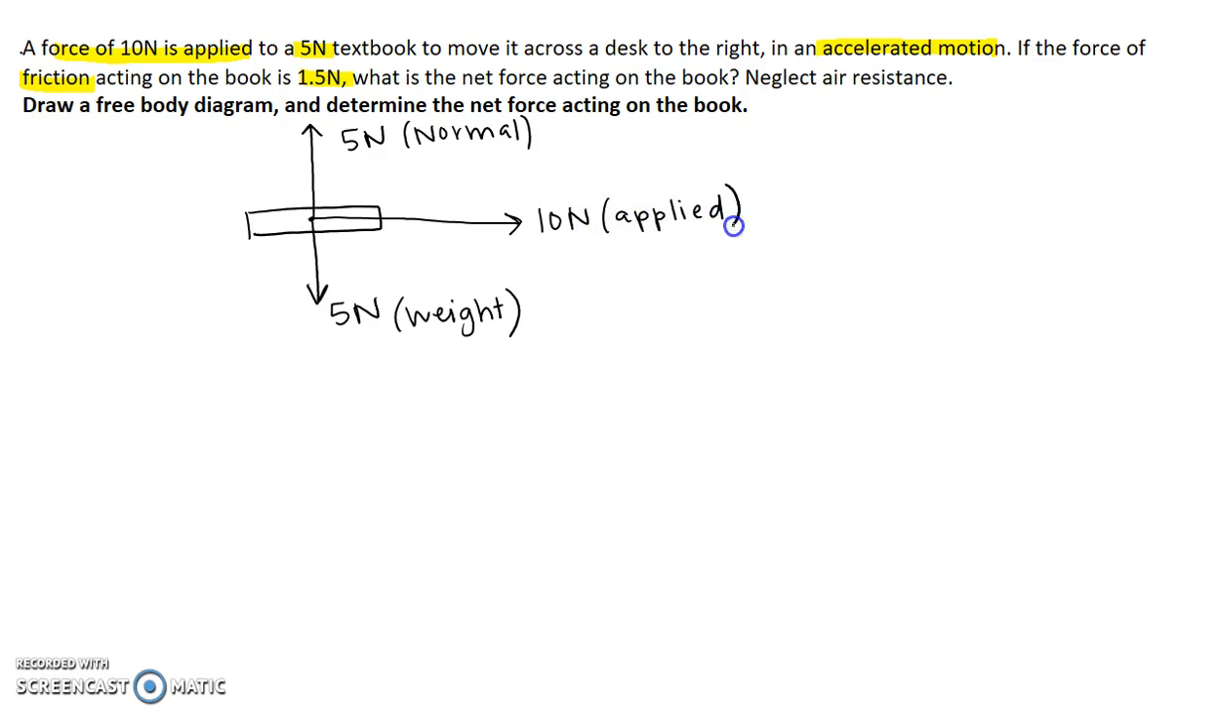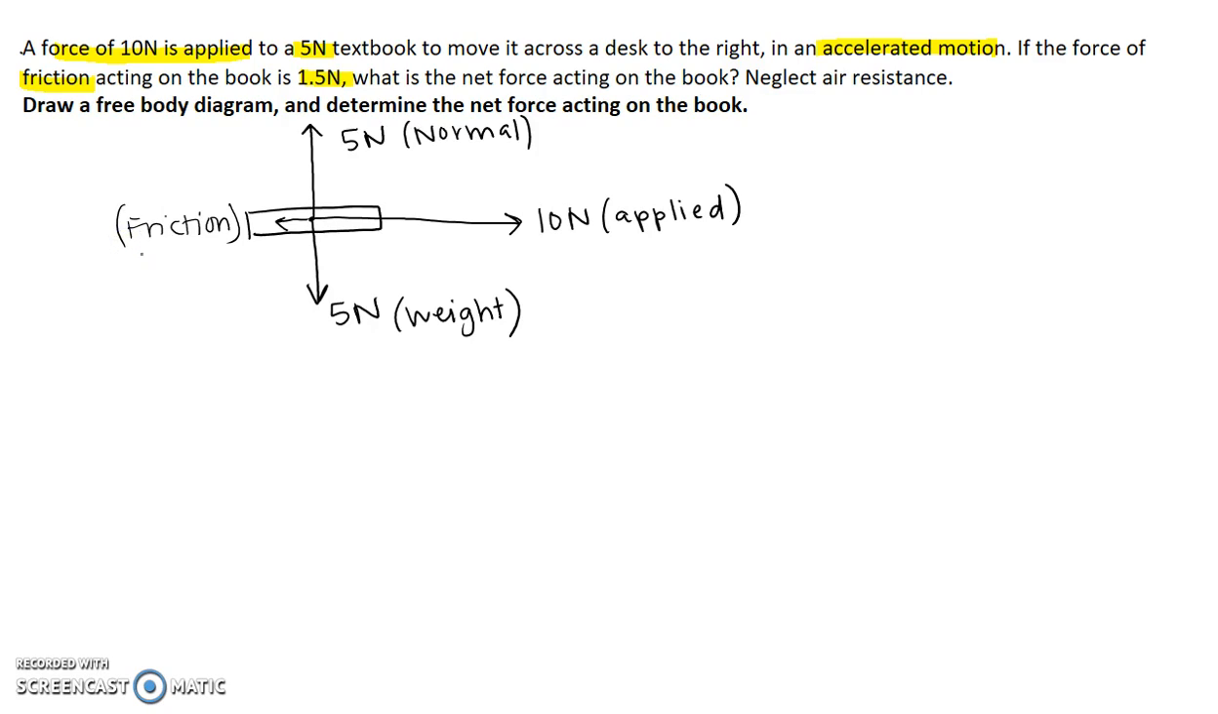and then if we're labeling forces, we'll keep at it here, and this is applied. Last but not least, I have a 1.5 newton force in the backwards or the left direction as my force of friction. And so that needs to be smaller than my 5 newton force. And in this direction, we will label that friction. All right, I've got a free body diagram.